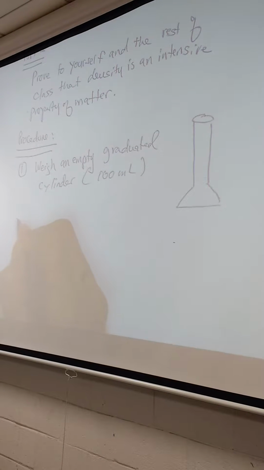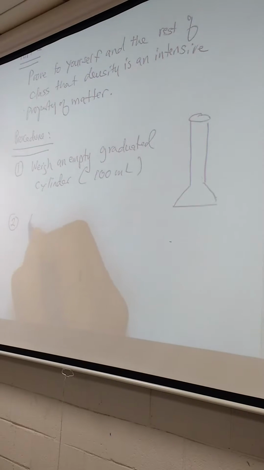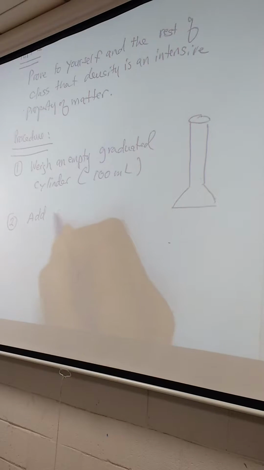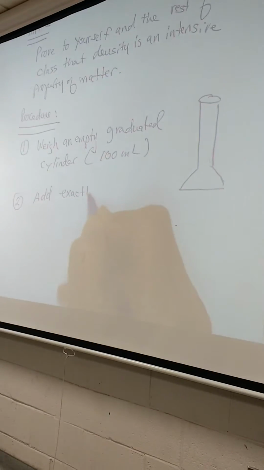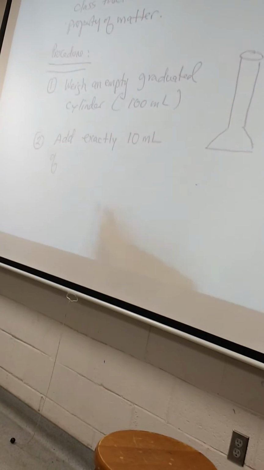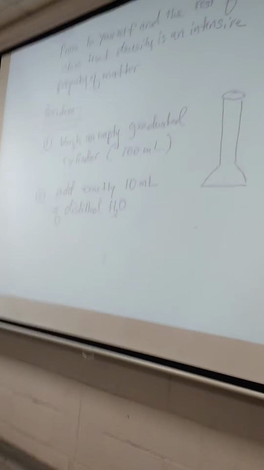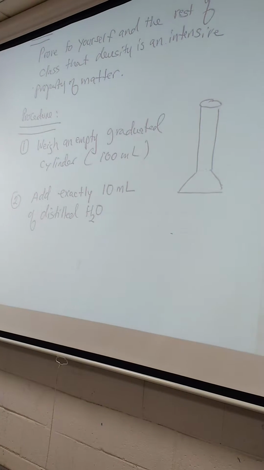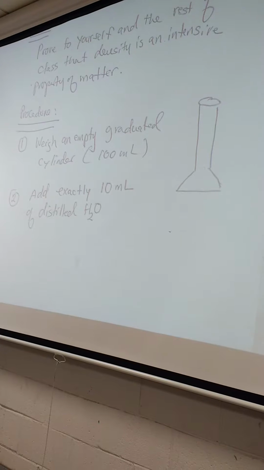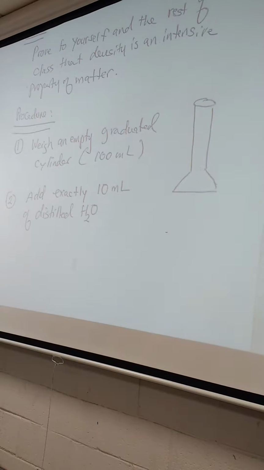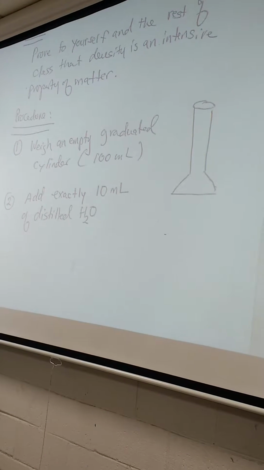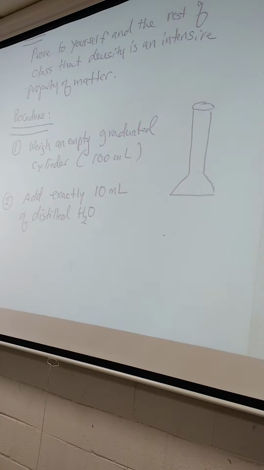Second, you add to it exactly 10 mL of distilled H2O. Now, in your book, it says take tap H2O, but I can tell you there's a little bit of difference between distilled H2O and the tap H2O. Somebody will tell me what's the difference between them?